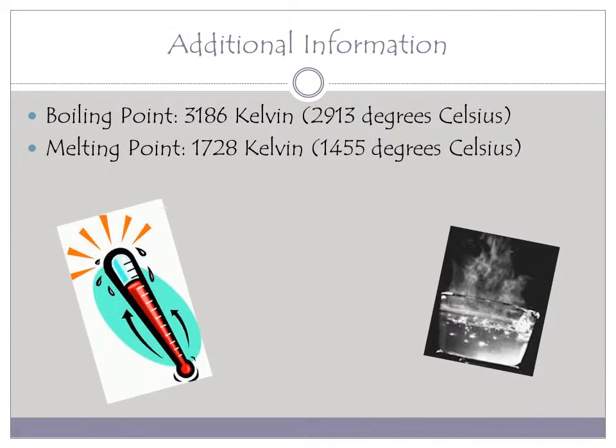Additional information about nickel. The boiling point of nickel is 3,186 Kelvin or 2,913 degrees Celsius. The melting point of nickel is 1,728 Kelvin, 1,455 degrees Celsius.